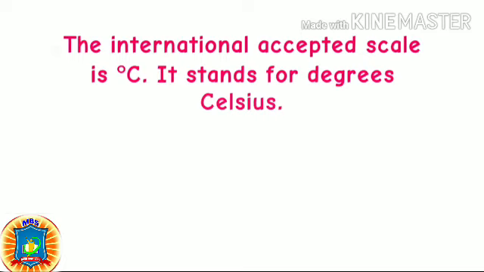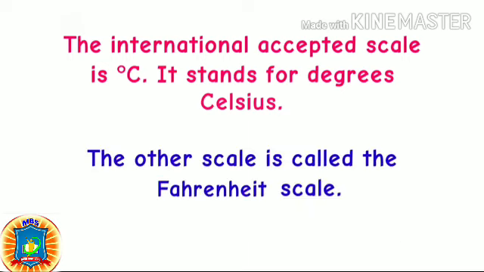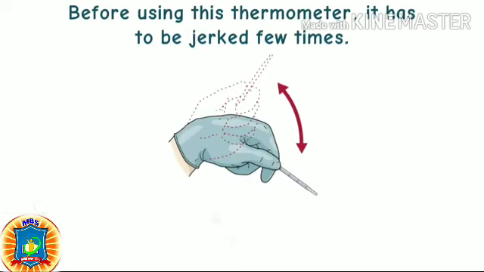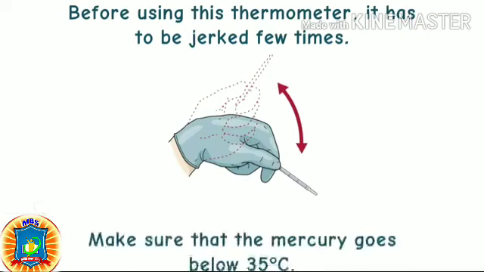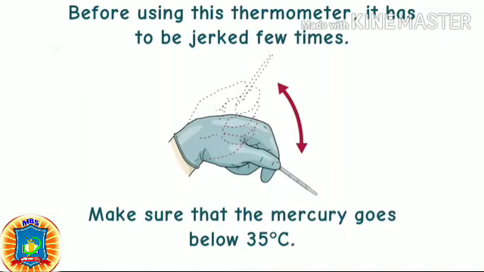The internationally accepted scale is degree Celsius. The other scale is called the Fahrenheit. Before using the thermometer, it has to be jerked a few times. Make sure that the mercury goes below 35 degrees Celsius.